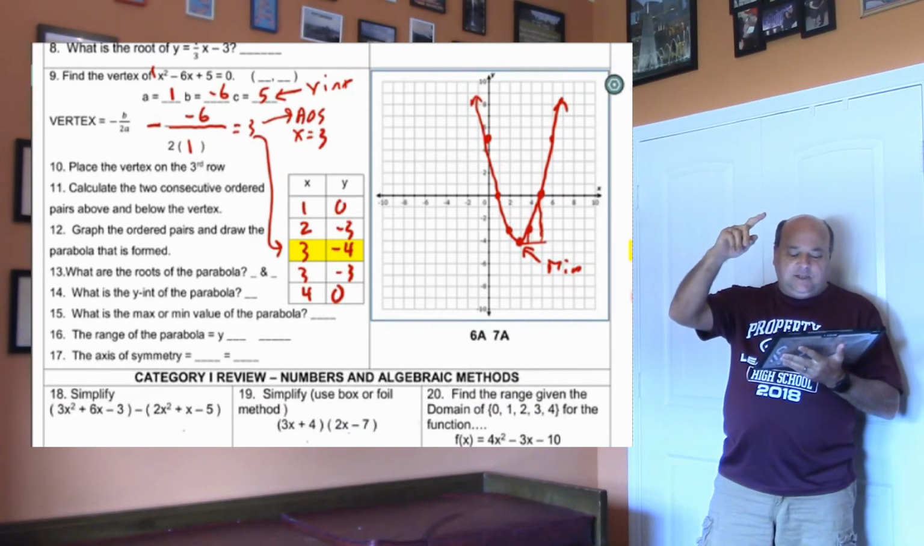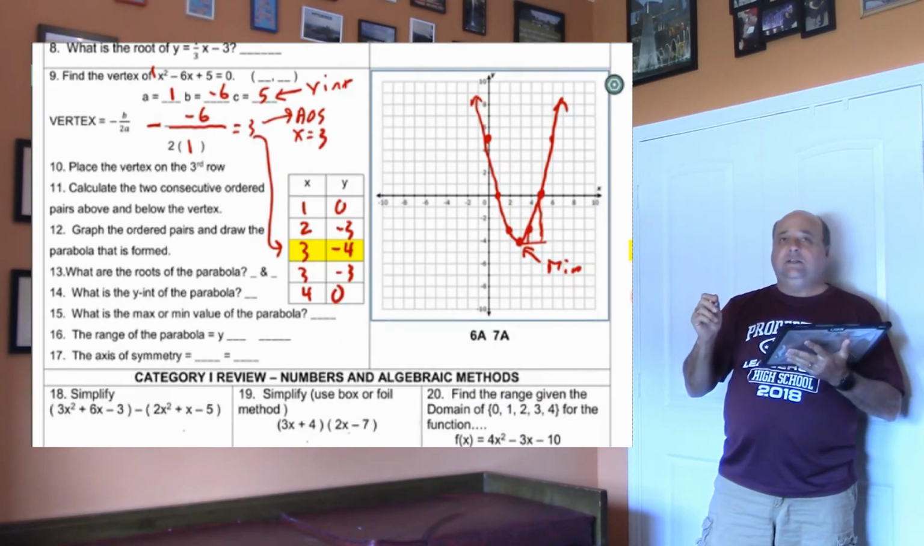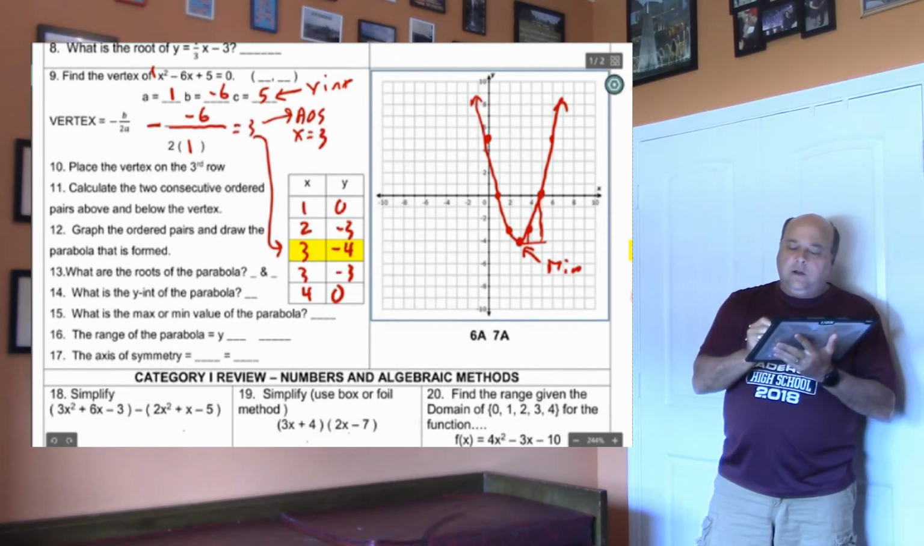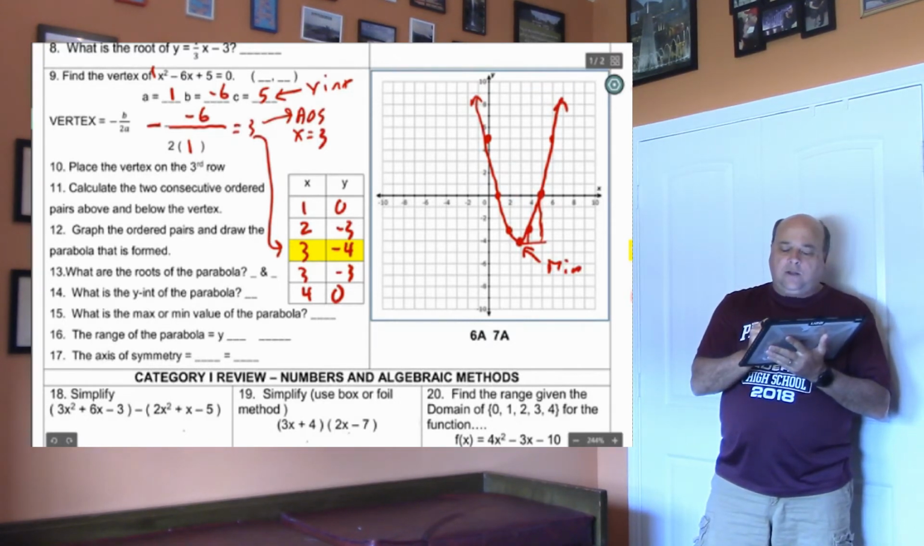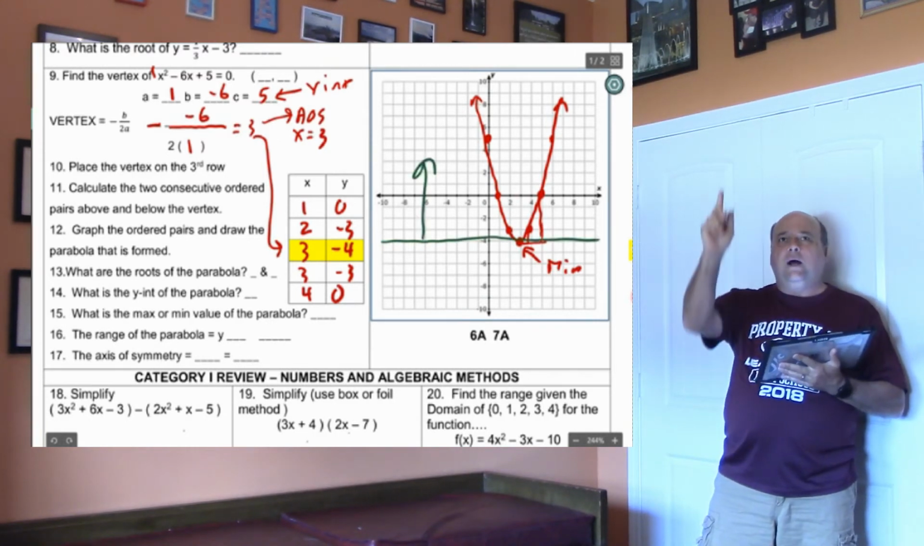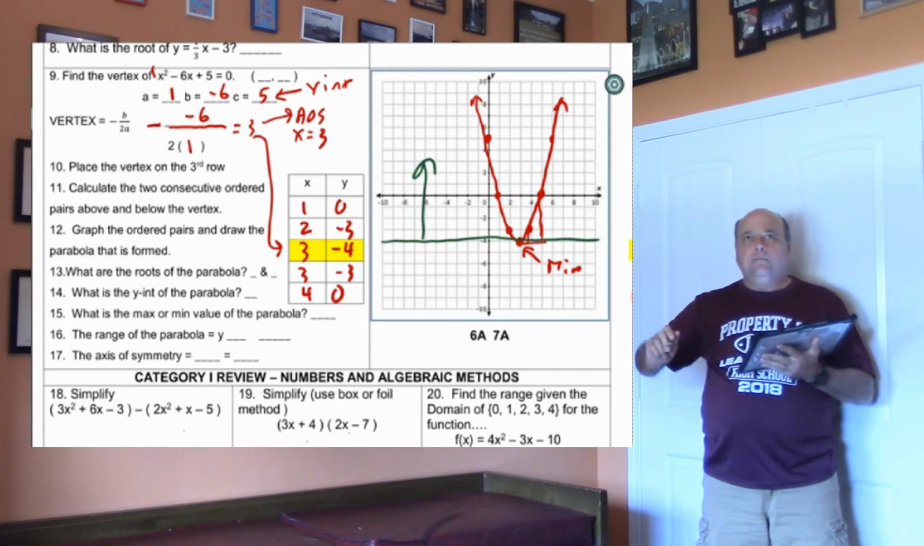Now then, I'm going to let you answer 13, 14, 15, 16. Remember, for the range, you would draw a bar at the bottom or top of the parabola, and your range is going to be all of the y's that are greater than that, right? Okay.